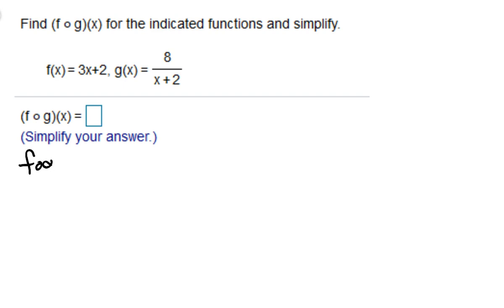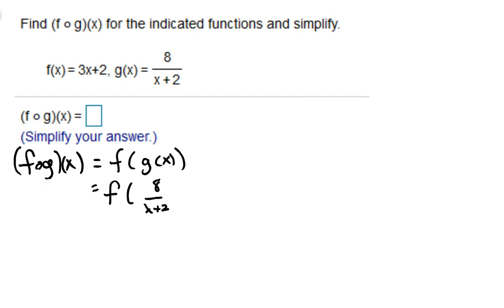Let me rewrite this. F of g of x means that you're going to substitute g inside of f. So the inside function is always the function that is second or after the composition symbol. The outside function is the one that's before the composition symbol. So we're going to substitute g of x inside of f of x. g of x was given as 8 over x plus 2. So that's what I'm going to be substituting in for f.